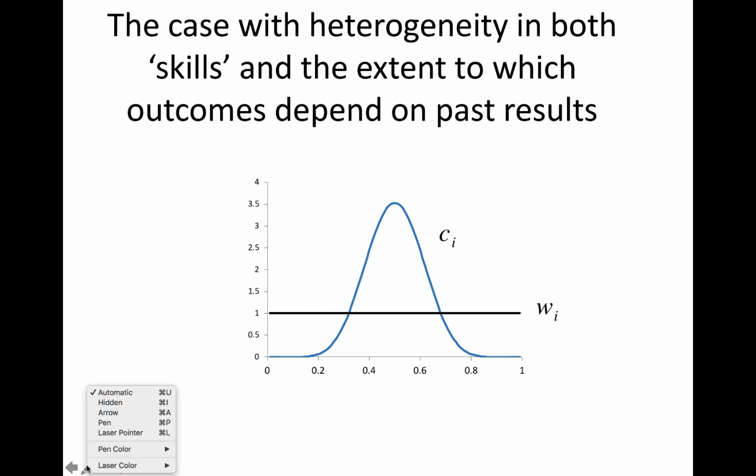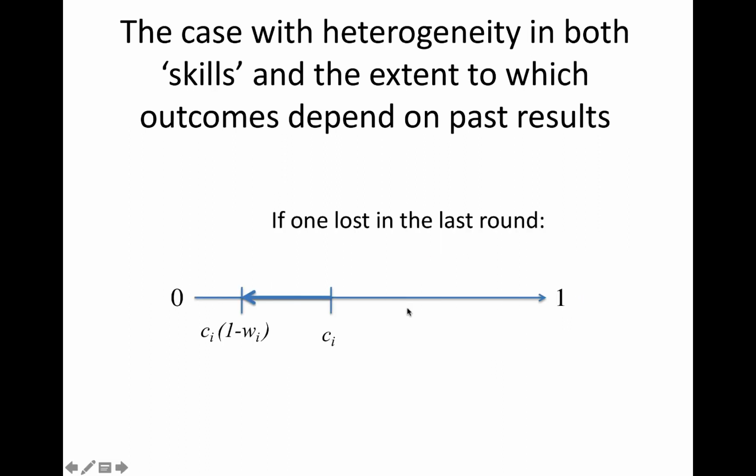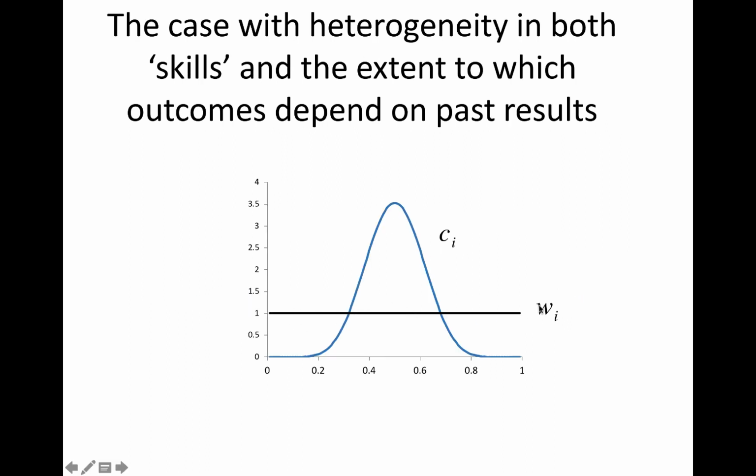So each player has a value of C representing the skill of this agent, drawn from this bell-shaped distribution. And each player also has this W parameter representing the strength of this success dynamics, and the value is drawn from this uniform distribution.